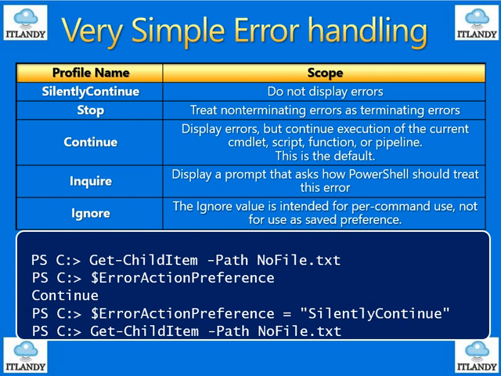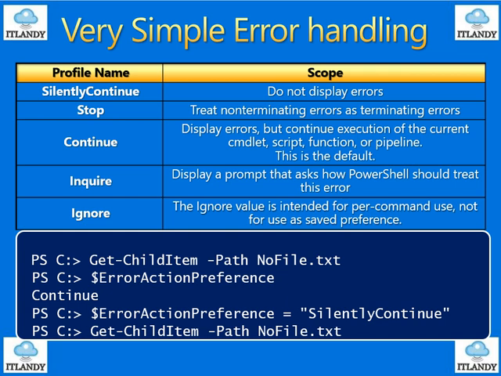You can see on the table, we have the preference name and the scope. SilentlyContinue does not display errors. Stop treats non-terminating errors as terminating errors. Continue displays the error, but continues execution of the current cmdlet, script, function, or pipeline. This is the default behavior. Inquire displays a prompt that asks how PowerShell should treat the error. And Ignore bypasses the error. The Ignore value is intended for per-command use, not for use as a saved preference.